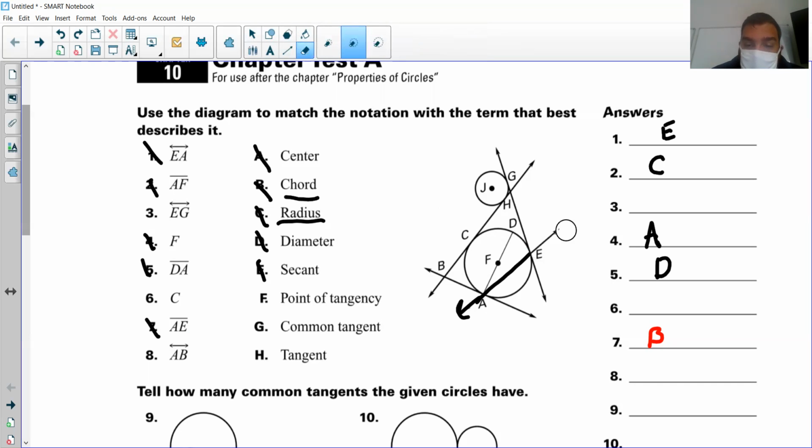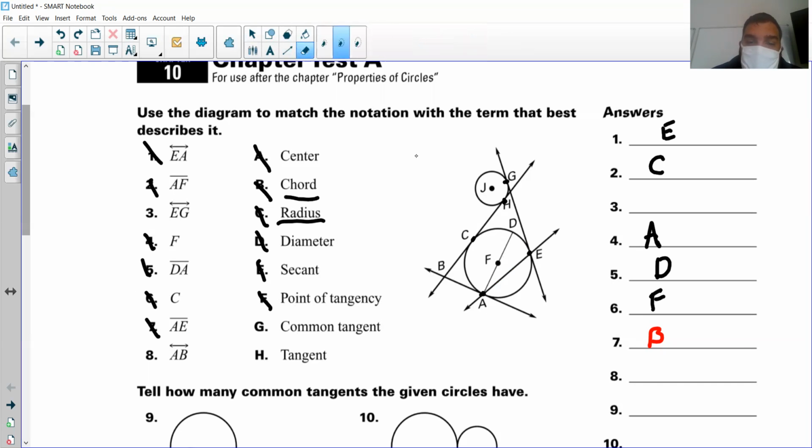Next one, point of tangency. A point of tangency is a place where it's tangent. So where does it hit the circle? That could be G, that could be H, that could be E, that could be A. It's where the line hits the circle. It could be C also. And look at it here. C is the only one that fits. C is a point of tangency. So that's F.